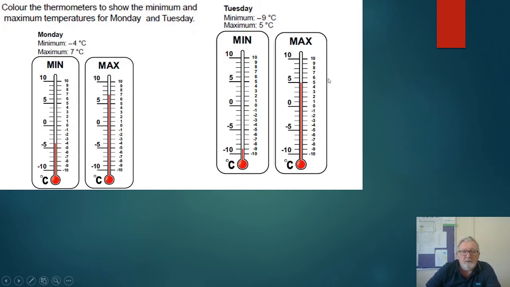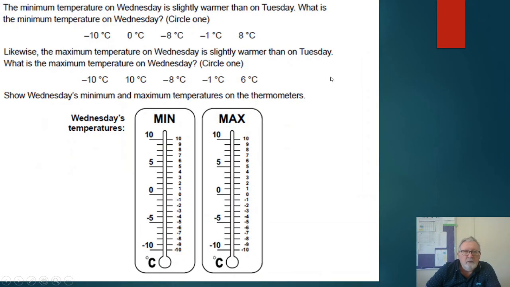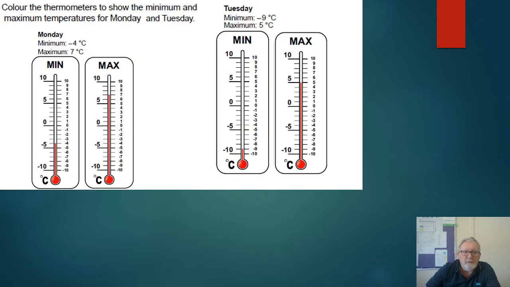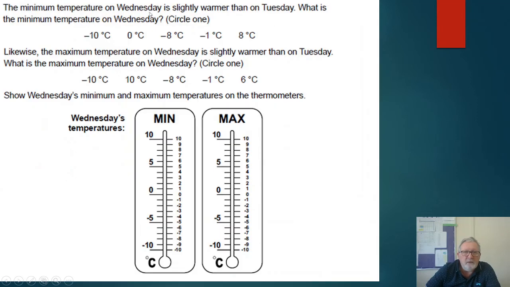All right, let's have a look at the next one. It says the minimum temperature on Wednesday is slightly warmer than on Tuesday. What is the minimum temperature on Wednesday? All right, well, I'm going to go back. Tuesday, the minimum temperature was -9, and we're told that it's slightly warmer. The maximum was 5. So the minimum temperature on Wednesday is slightly warmer than on Tuesday. So which one of those is slightly warmer than -9?